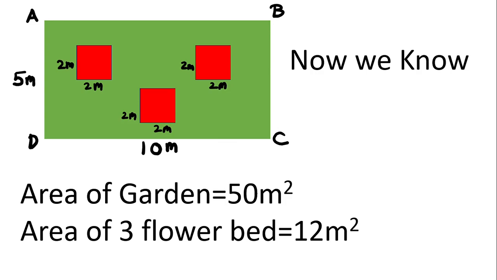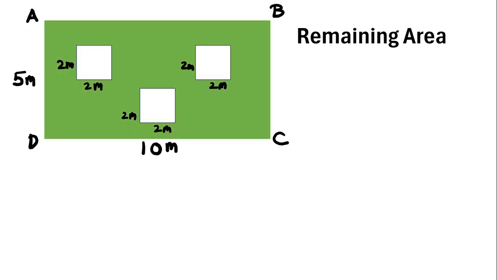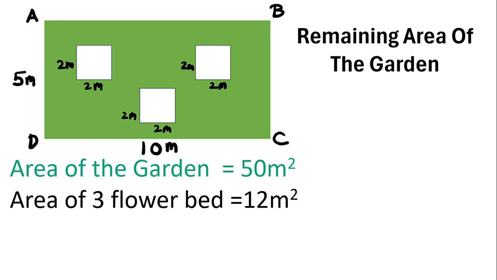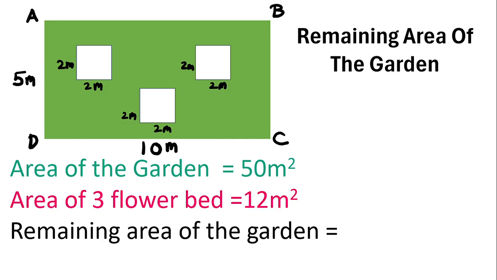But now we are interested in finding the area in which we are going to plant grass. So let us find the area of the garden where we are going to plant the grass. So here the area of the garden is 50 meters square. Area of the three flower beds is 12 meters square. So the area of the remaining garden will be the area of three flower beds subtracted from the area of the garden. So 50 minus 12, that is 38 meters square.